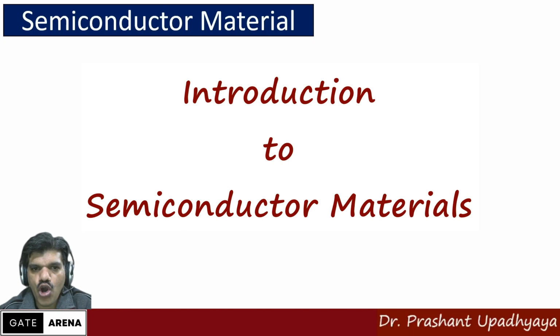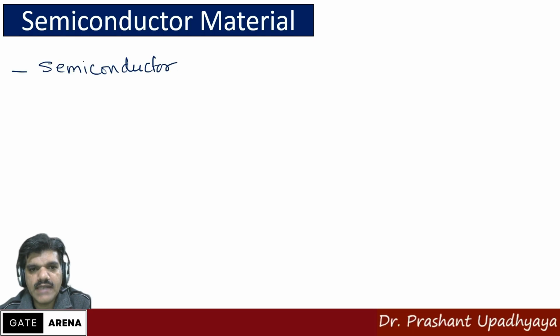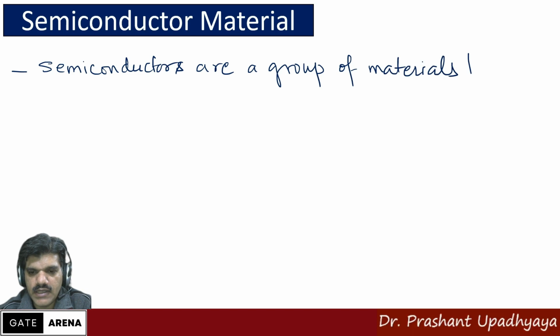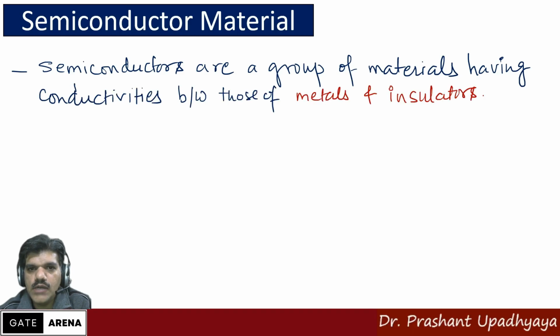So, in today's lecture, we are going to talk about semiconductor materials. When we talk about semiconductor materials, we say that they are a group of materials having their conductivities between those of metals and insulators. Let me write for you that semiconductors are a group of materials having conductivities between those of metals and insulators. So we say that semiconductors have their properties in between the metals and the insulator, or we can say a conductor and the insulator.